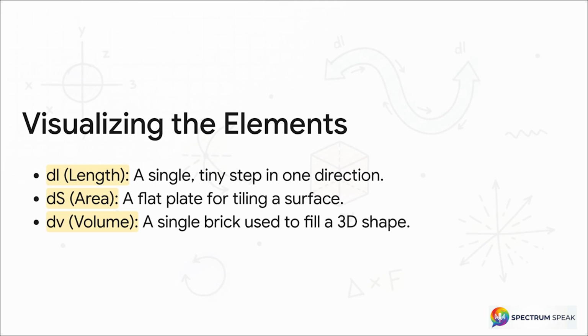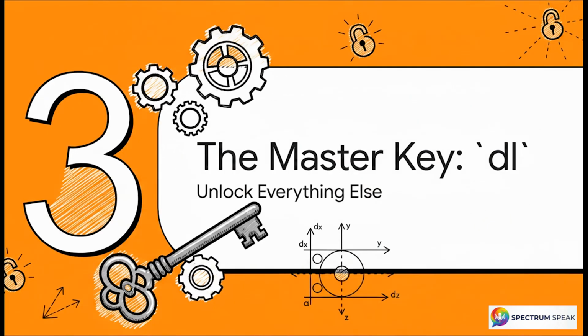Then you've got differential area, ds. That's like a flat plate piece, the kind you'd use to tile a surface. And finally, differential volume, dv, is your standard brick, the block you use to fill up a three-dimensional shape. See? Line, area, volume. And this brings us right to the core idea of this entire explainer. The one concept that unlocks everything else, the master key, is the differential length, dl. If you know dl, you basically know everything else.